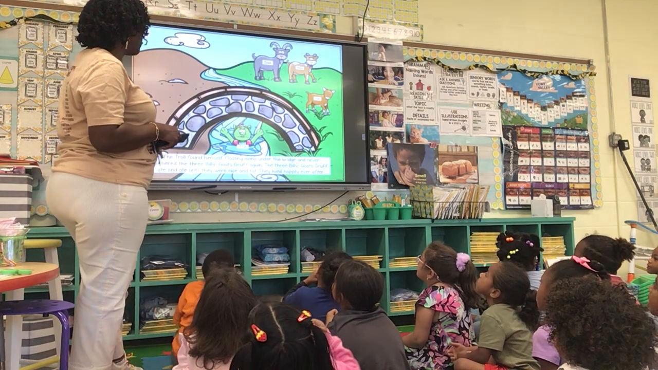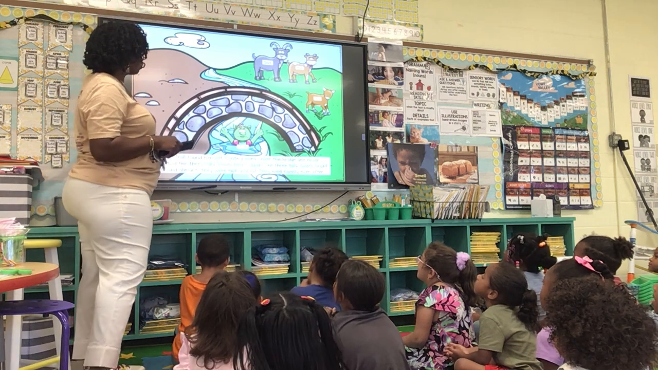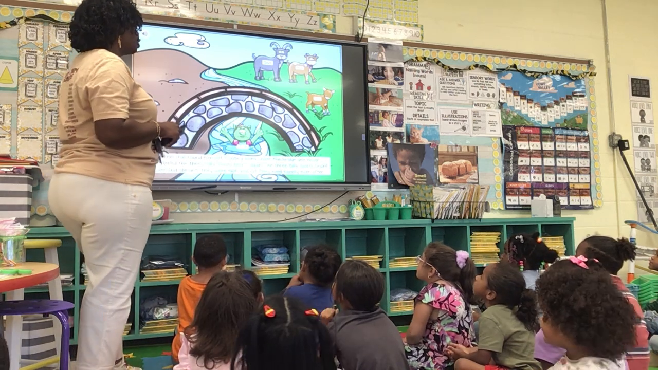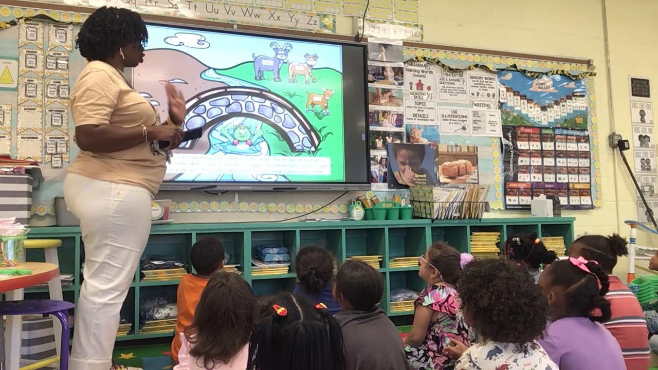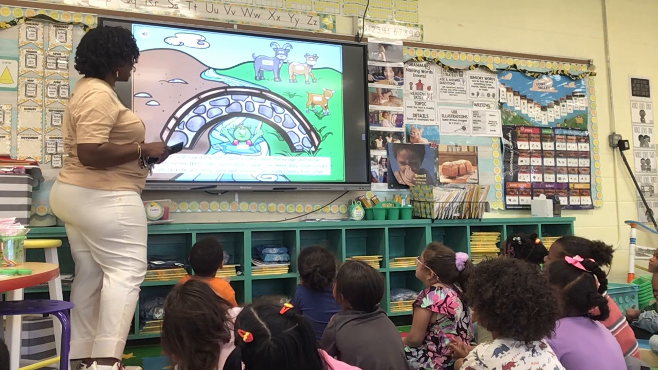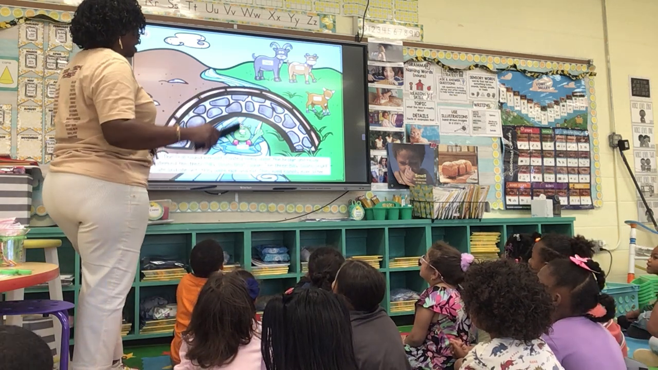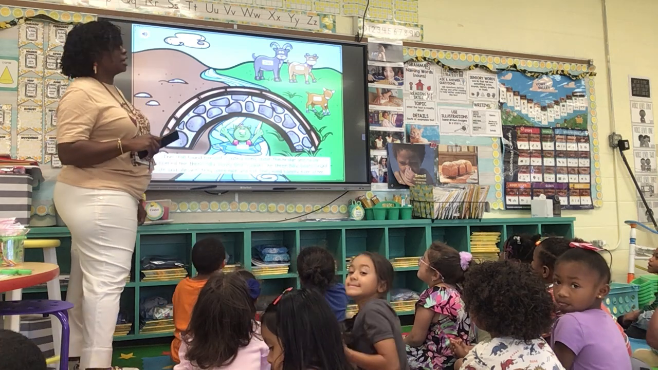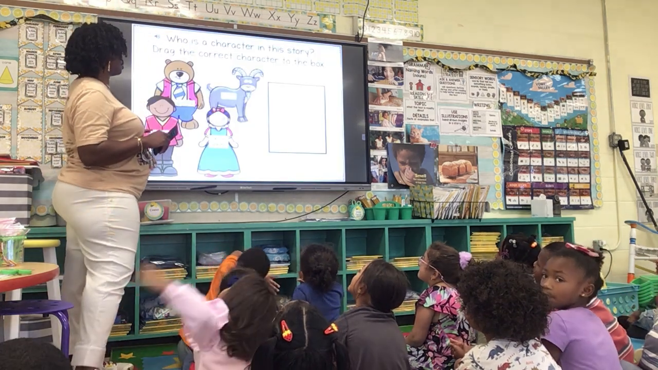The troll found himself floating along under the bridge and never bothered the three Billy Goat Gruffs again. The three Billy Goat Gruffs, they ate and they ate until they were nice and fat, and they lived happily ever after. So who was one of the characters in this story, guys?